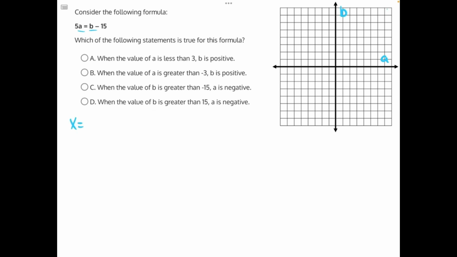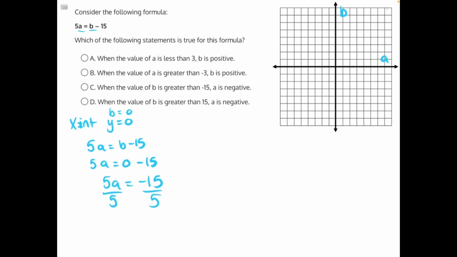So our x-intercept is where y equals 0, or in this case, where b equals 0. So I'll rewrite my equation, and then I will plug in 0 for b. 0 minus 15 will just give us negative 15. 5 is being multiplied to a, so the opposite operation would be dividing both sides by 5. This will cancel, leaving us with a equals negative 15 divided by 5, which is negative 3. So our first intercept is negative 3, comma 0.